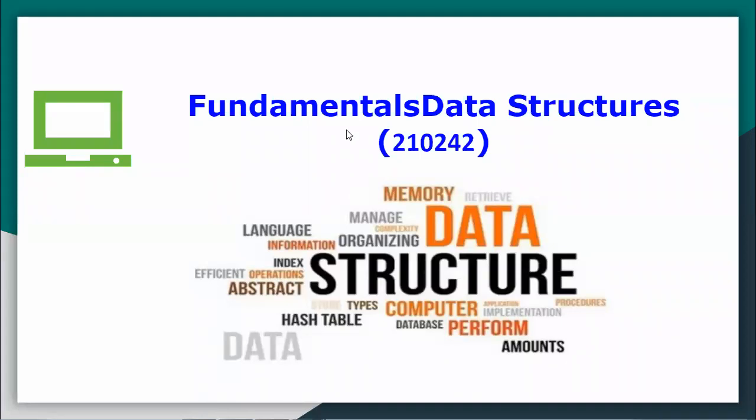The subject title is Fundamentals of Data Structure, and the course code is also important. You can say the course code is 210242. This is the important part that you should understand.